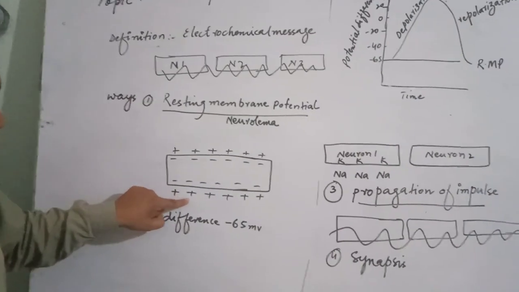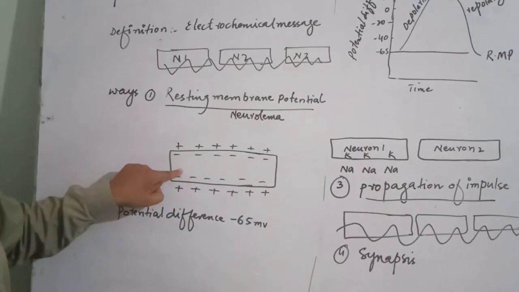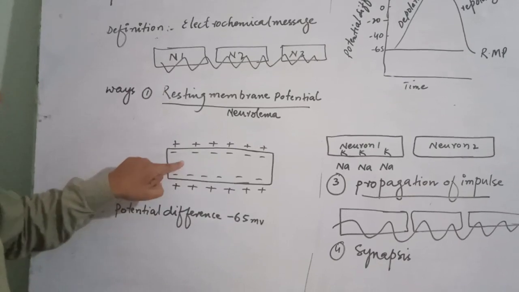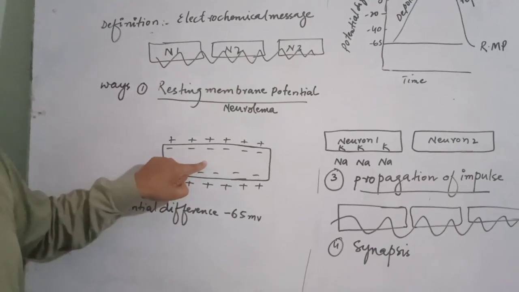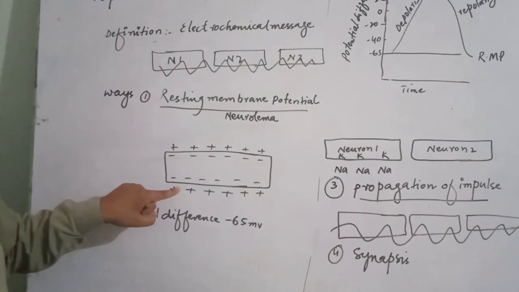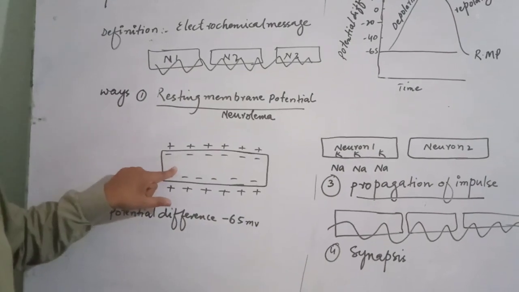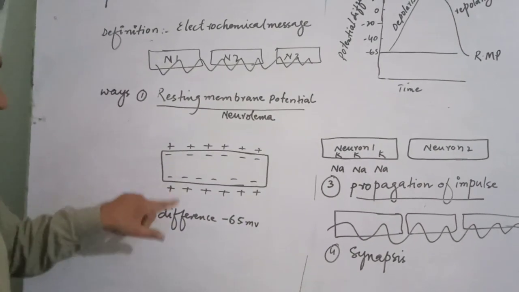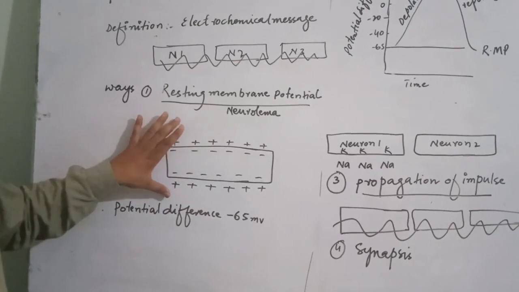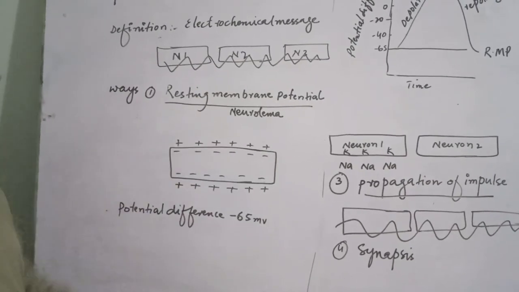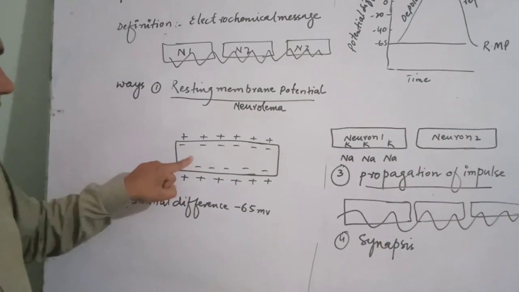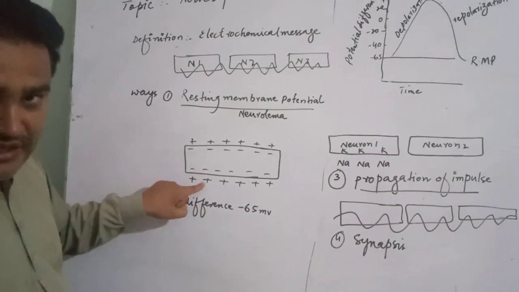This is the outer region of the neuron and this is the inner region of the neuron. The outer region has positive charges and the inner region has negative charges. The outer region also contains sodium and the inner region contains many different organic chemicals. That's why there is potential difference, and in this condition the neurolemma is called polarized, because positive and negative charges are present here.